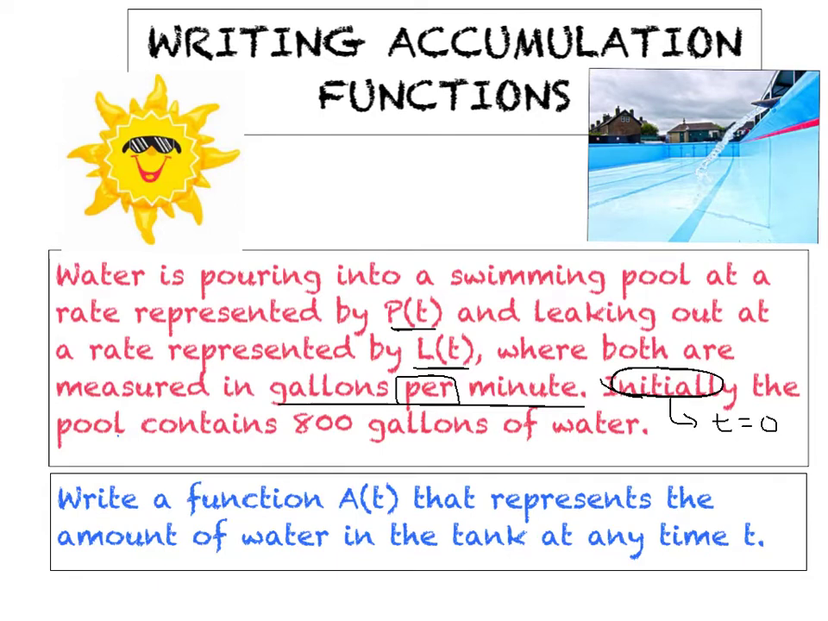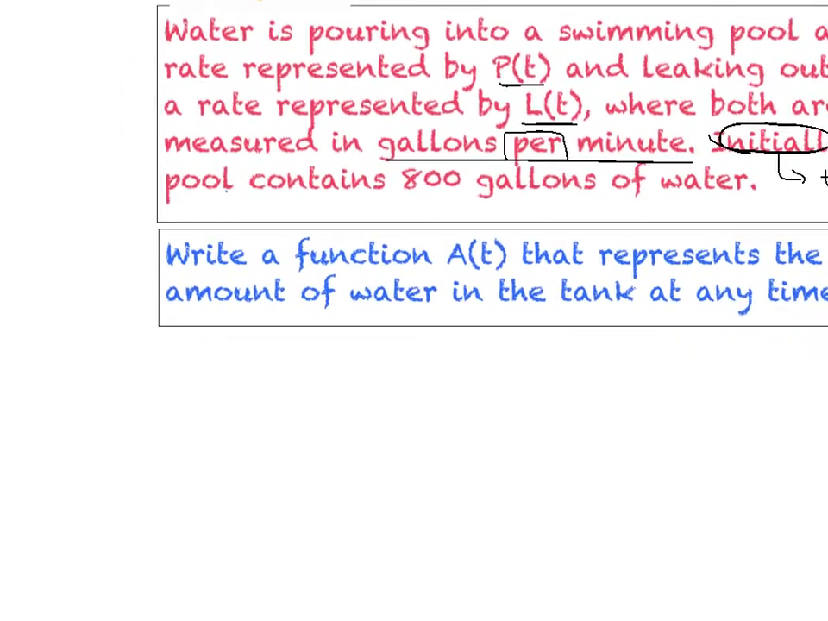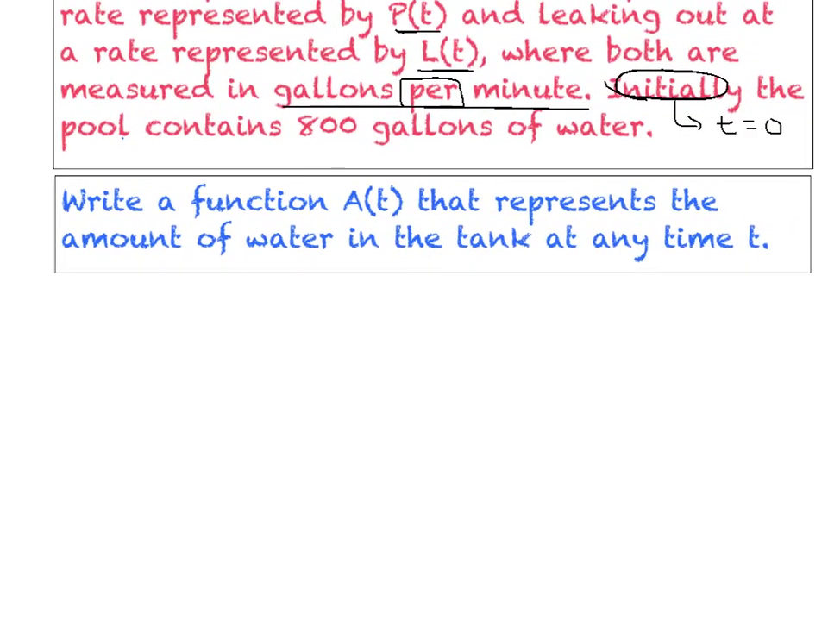Now, the ultimate question I want to tackle is here in blue, and it says write a function A of T that represents the amount of water in the tank at any time T. Before we tackle that one, though, perhaps it's going to be helpful if we ask ourselves, could I find the amount of water in the pool at a specific time? What if I wanted to know how much is in the pool at the moment when T equals 6 specifically? So instead of being real general about it, let's be real specific here. How would we find out how much water is in the pool at T equals 6?